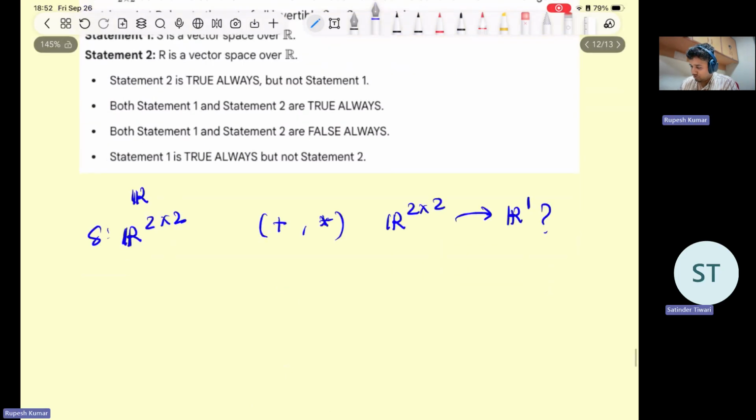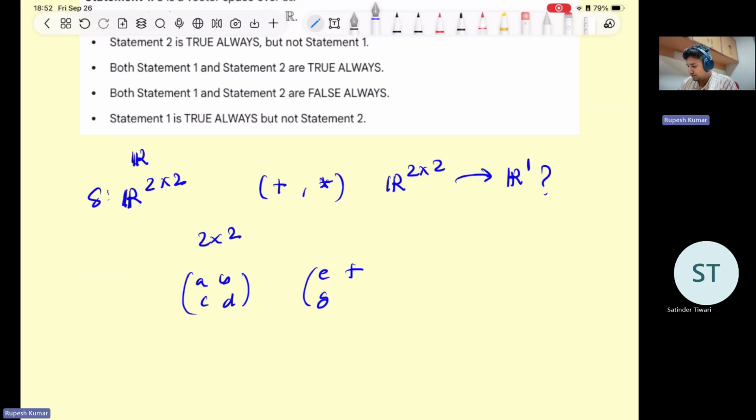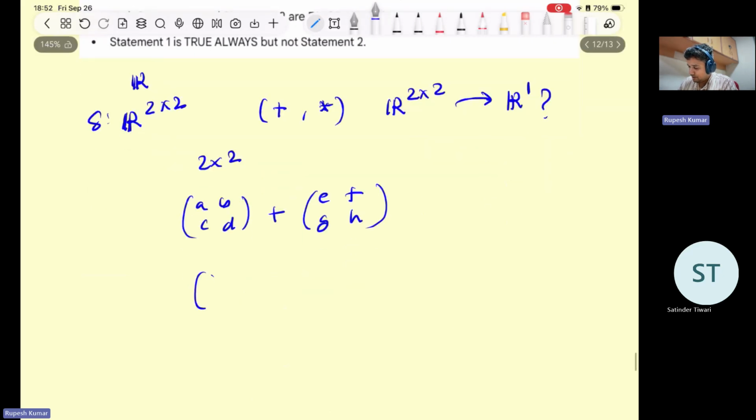You're only allowed to use 2 by 2 matrices. What I'm saying is, let's say I have a matrix A, B, C, D, and I have a matrix E, F, G, H. Now, either you add these two or you multiply each with some scalar. Is the result something you will get? Does this belong to R1?